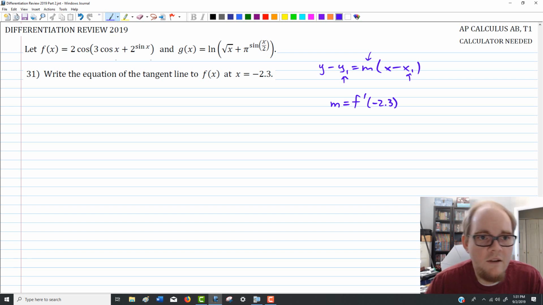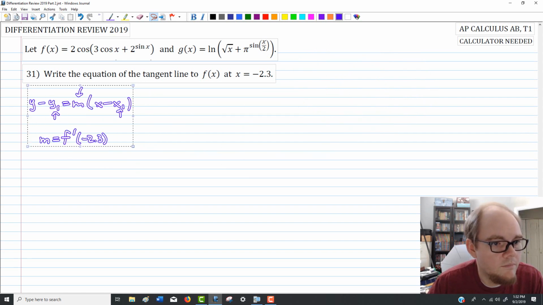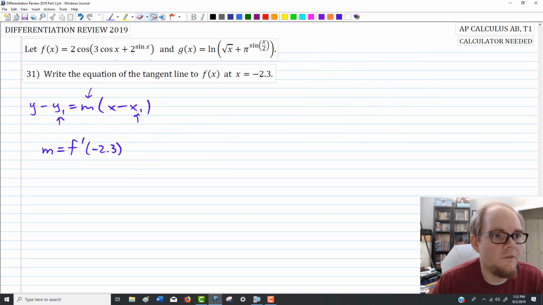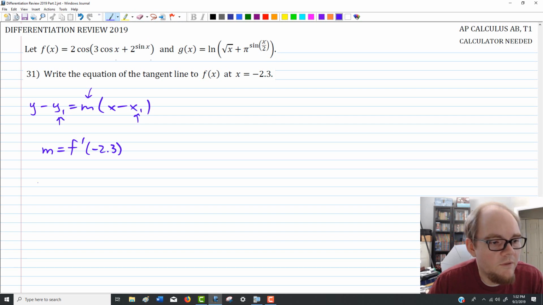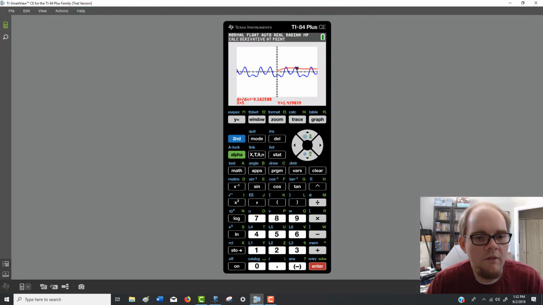So we'll punch this into the calculator in just a second. And in fact, that's big enough that I should probably just put this work over on the left side. There we go. So that's our first move. The other thing we need to do is figure out the y value there. That's just going to be f of negative 2/3, or negative 2.3. So we need to calculate that as well. So here we go. Let's pull this up. We're using f, and we want negative 2.3.